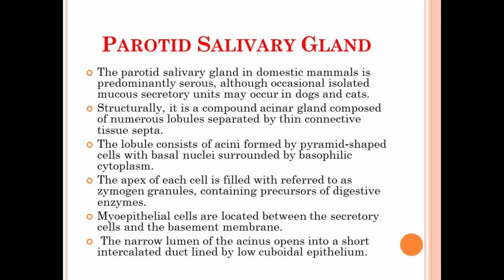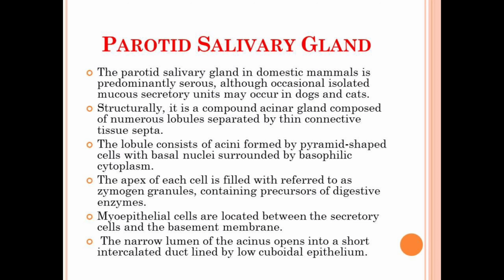The first one is the parotid salivary gland. The first characteristic of the parotid salivary gland is that in general it is predominantly serous in the case of domestic animals, although some occasional isolated mucus secretory units are found in dogs and cats. So simply, their secretory product may be serous or mucus.